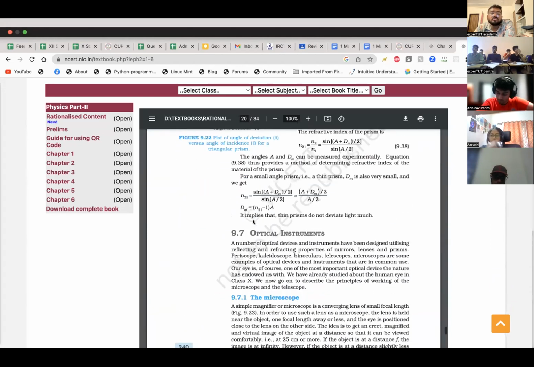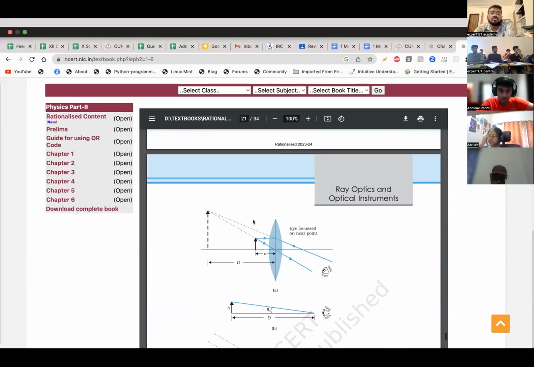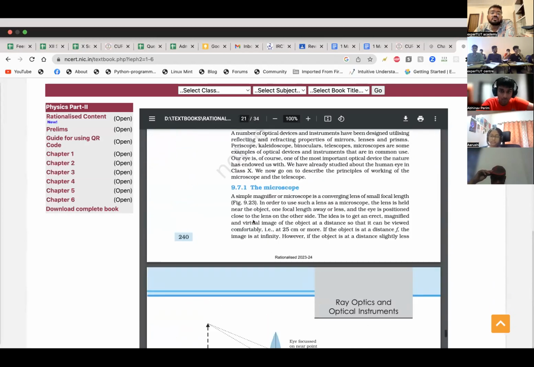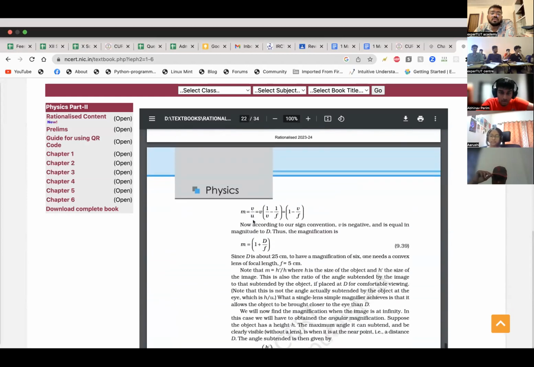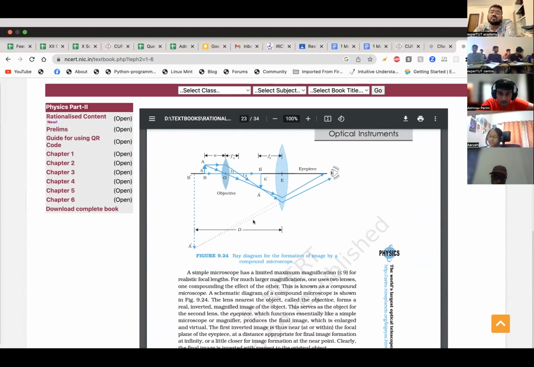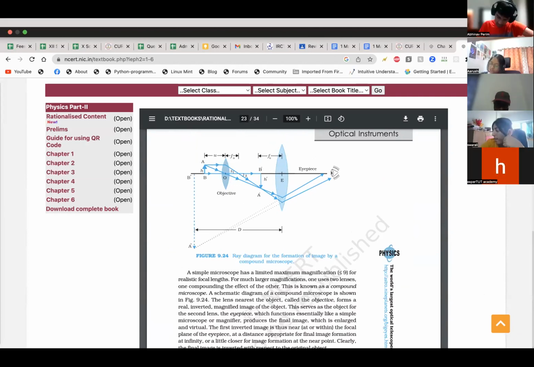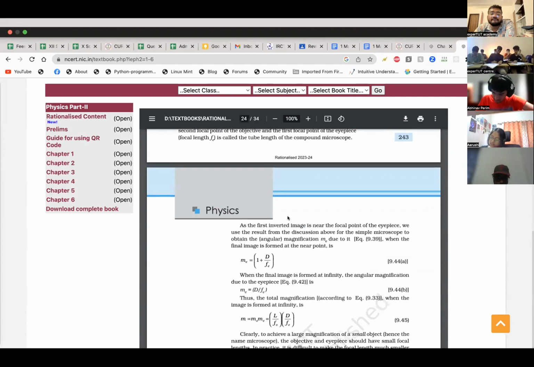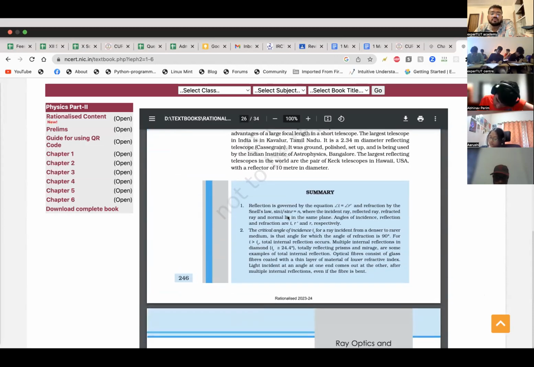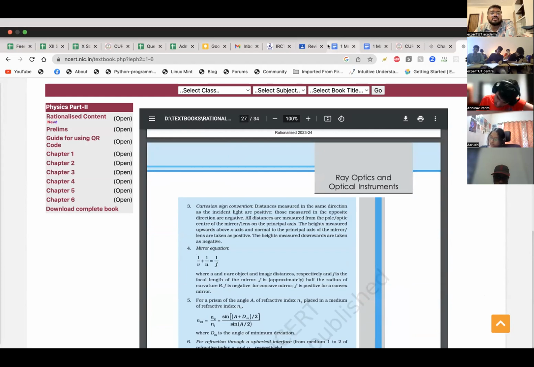Okay, then you have two very important things. After prism, in optical instruments there is a microscope, which is a big thing, and then there is a small thing called telescope. So write optical instruments: microscope and telescope. Microscope and telescope. After this, the chapter is over. Okay.